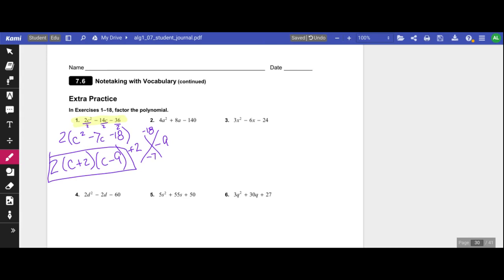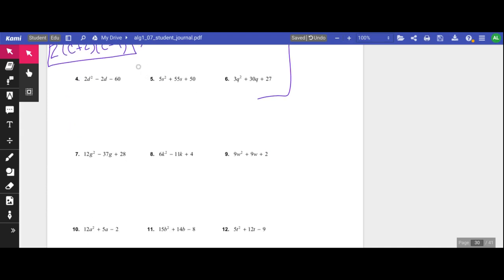Okay, so that's one method that you can do, and we talked about that a little bit last week. I think everything in this first little chunk, you can just take out whatever that GCF is. If I talk about GCF factoring, that means I'm just dividing out one number or one variable out of your whole trinomial or binomial or whatever.